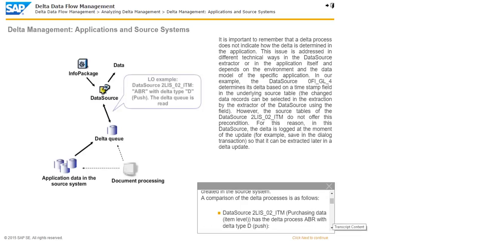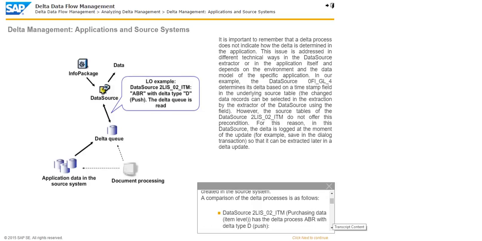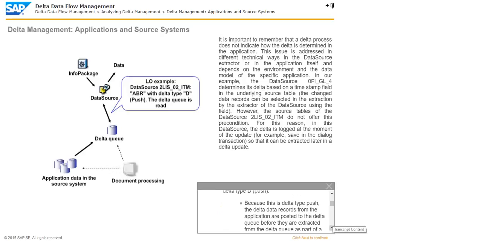Data source 2LIS_02_ITM, that is, purchasing data item level, has the delta process ABR with delta type D, that is, push. Because this is delta type push, the delta data records from the application are posted to the delta queue before they are extracted from the delta queue as part of a delta update.